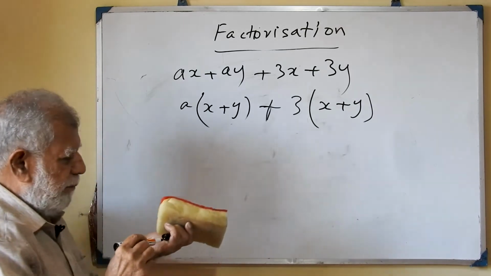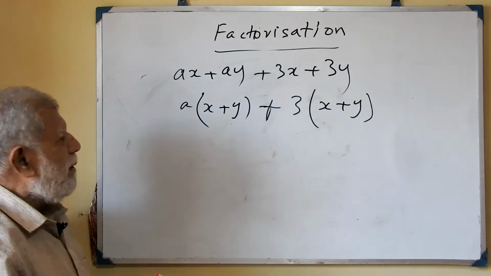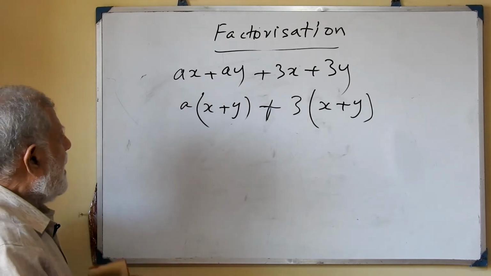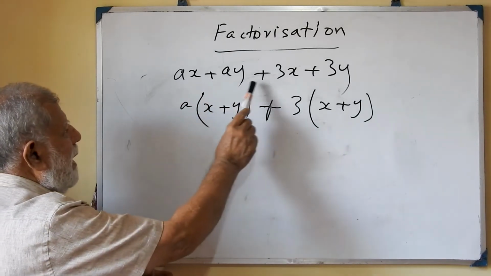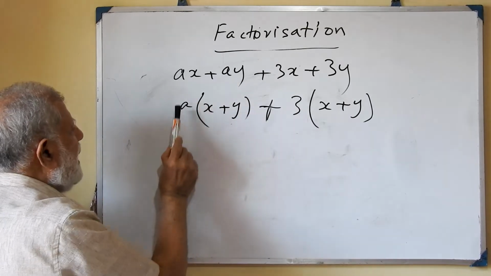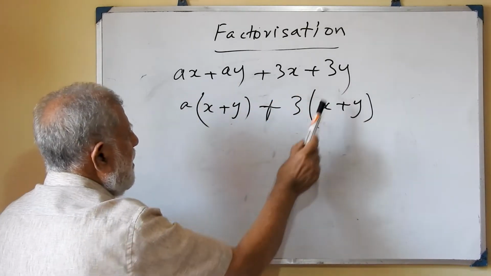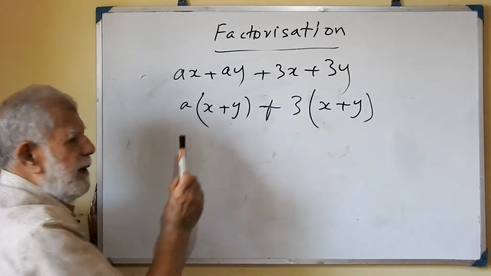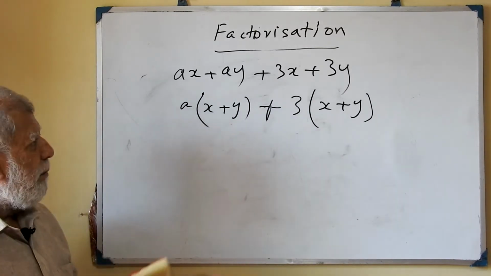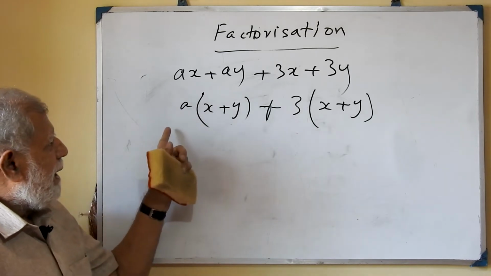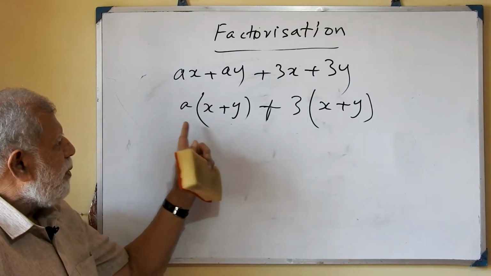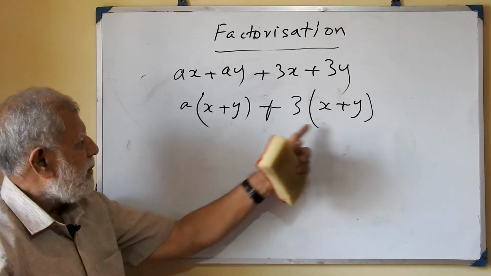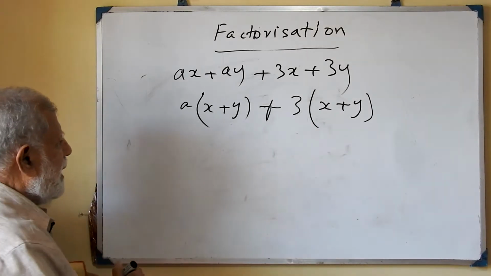Now can you see, in these 4 terms there is nothing common for all 4 terms. So what we do is we select 2 by 2. Ax plus ay and 3x plus 3y. So for this a is common and for this 3 is common. So when you take it out like that, you will notice that for the whole expression, x plus y is common. There are 2 terms here now. This is one term, this is another term. So in both terms, x plus y is common, so we take out x plus y.